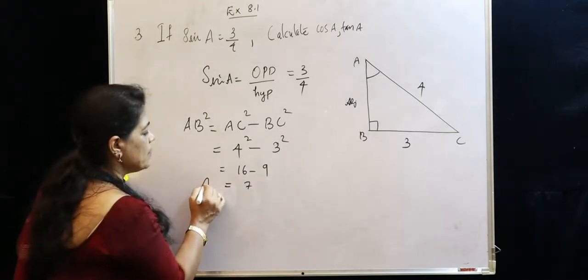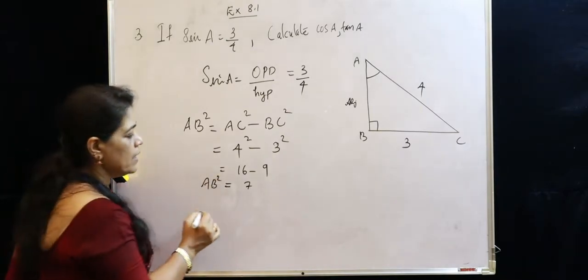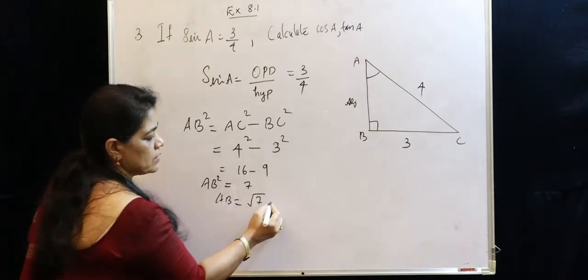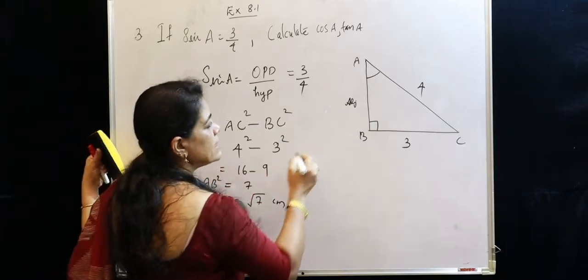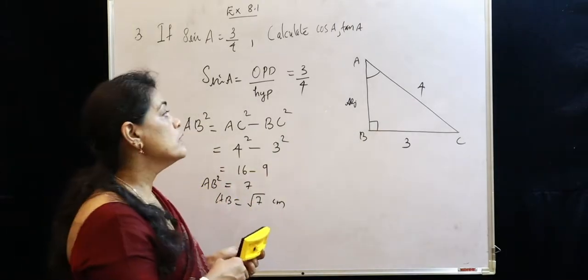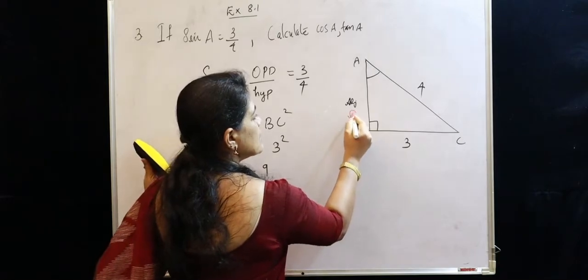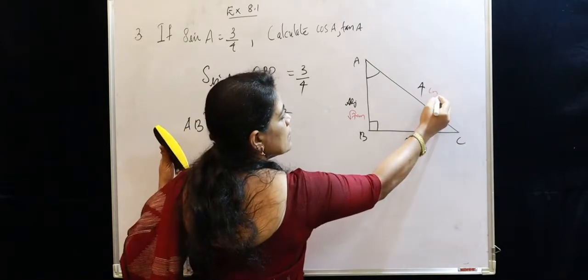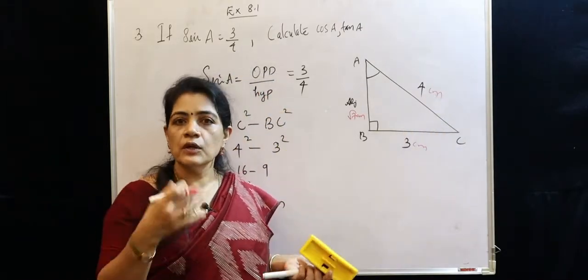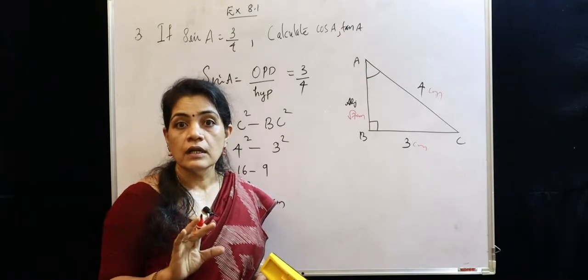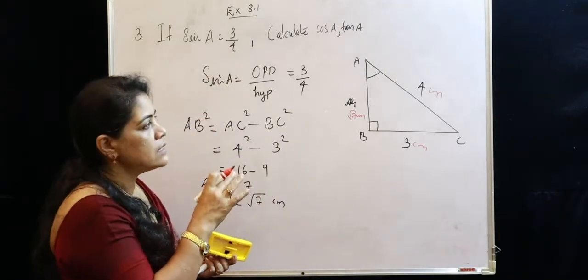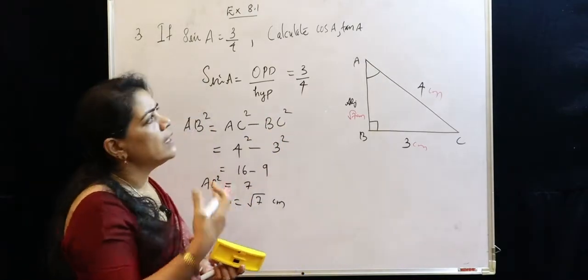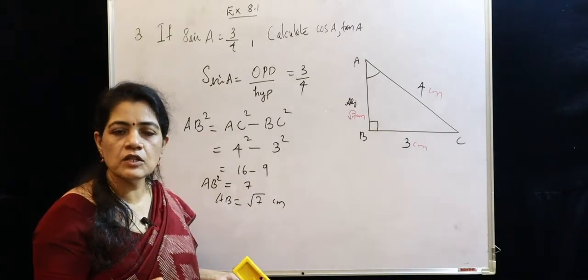Okay, so this is AB square. In order to get AB, you have to take the square root. So root of 7 centimeter. Here we have seen that AB is root 7 centimeter. Individually you can write the unit, but if you take the ratio, the unit gets cancelled, so no unit for trigonometric ratios. So this is the way we can find the adjacent side, that is root 7.